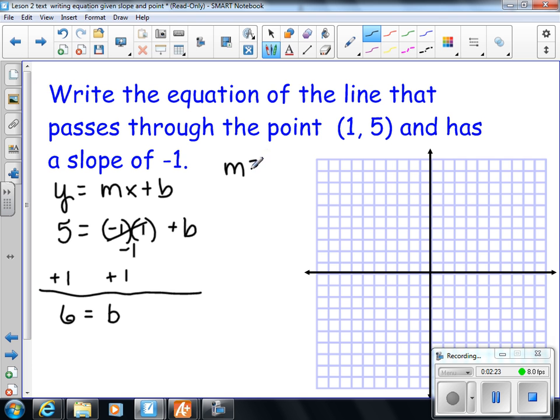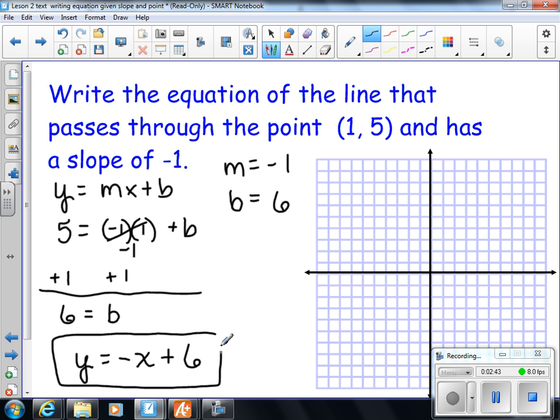Okay, so now I have the slope is negative 1. My y-intercept is 6. Can I therefore write it in slope-intercept form? Y equals negative x, or you could put a negative 1x plus what? Plus 6. Okay, we have written that equation in slope-intercept form.